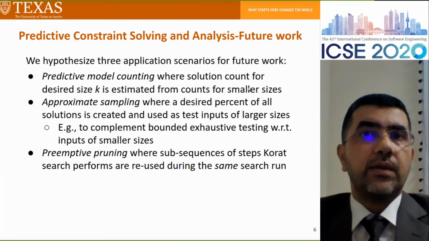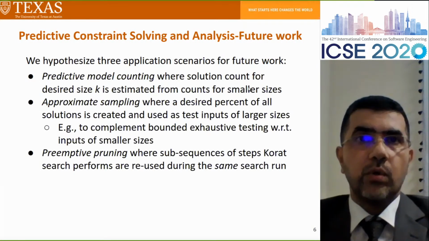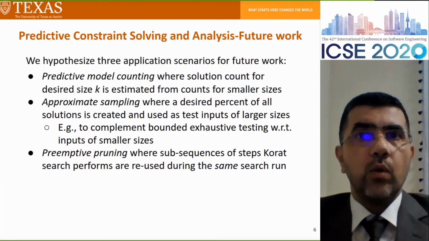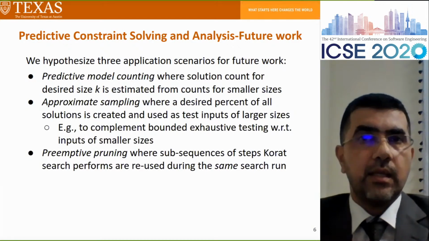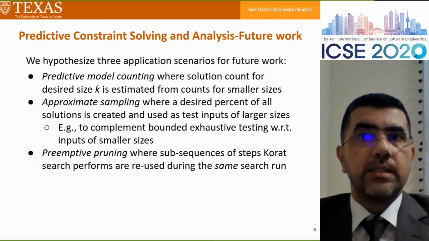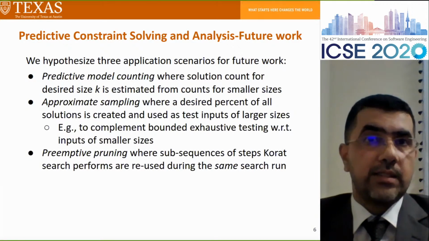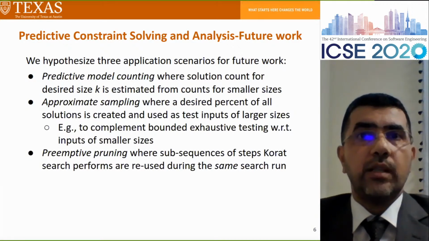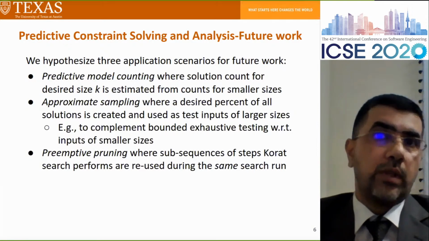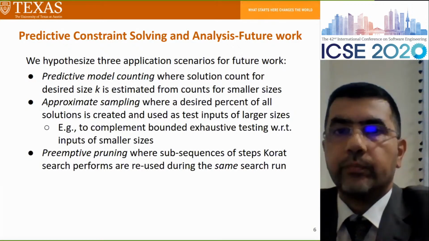We hypothesized 3 application scenarios for future work. Predictive model counting, where the solution count for the desired size k is estimated from the count for the smaller sizes, and approximate sampling, where a desired percent of all solutions is created and used as test input for the large sizes. Last application, the primitive pruning, where subsequences of steps Korat's search performs are reused during the same search run.